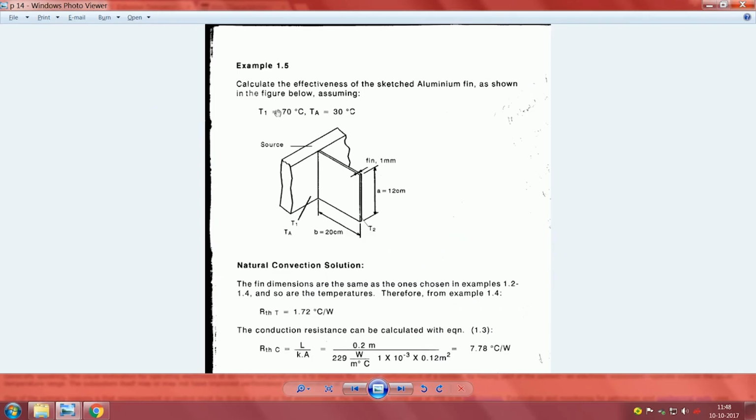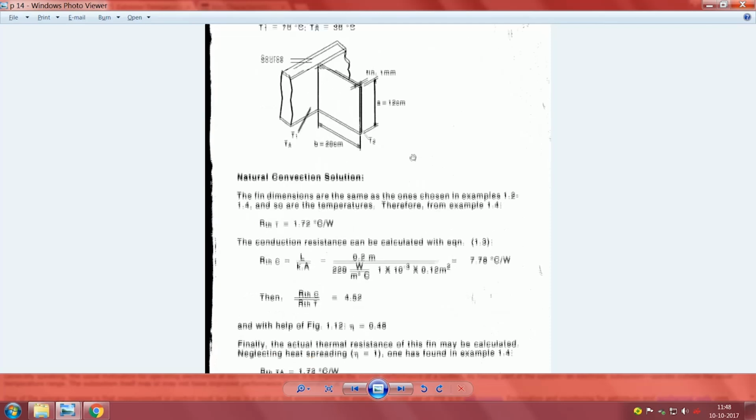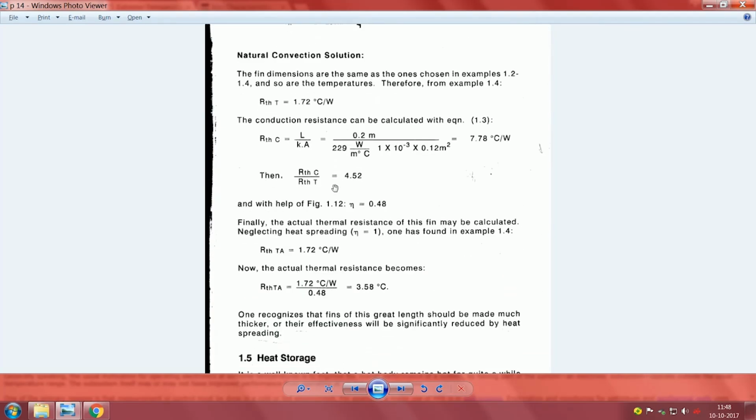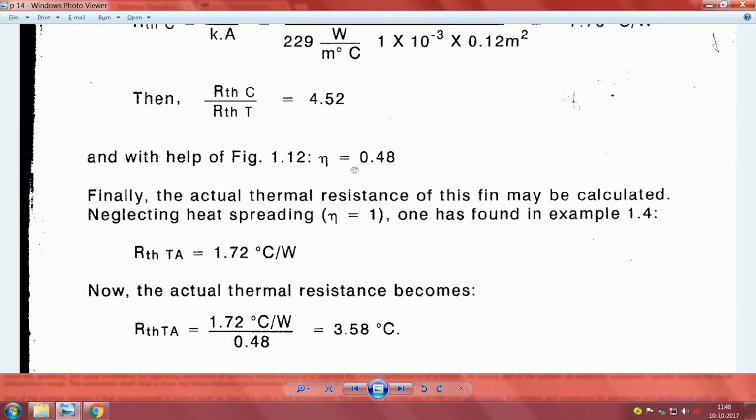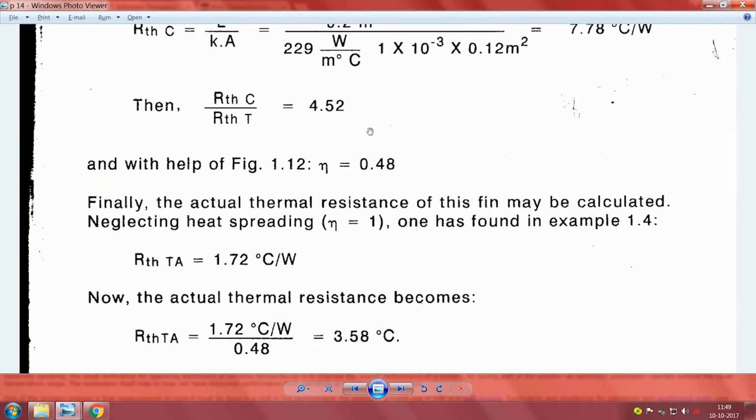Calculate the effectiveness of the aluminum fin as shown in the figure. He has given the source as 70 degrees and the ambient as 30, and we have this 20 by 12. So, the convection solution gives you the conduction resistance and then the efficiency of 0.48, but you see here the actual thermal resistance becomes this, and a lot of it depends on efficiency here, which we have read from a table.